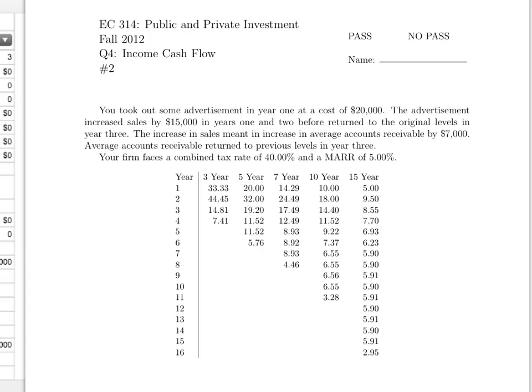Hi, I wanted to give you a key to essential question number four. These are the income and cash flow statement ones. Number two from the fall of 2012. So here's the setup we have.